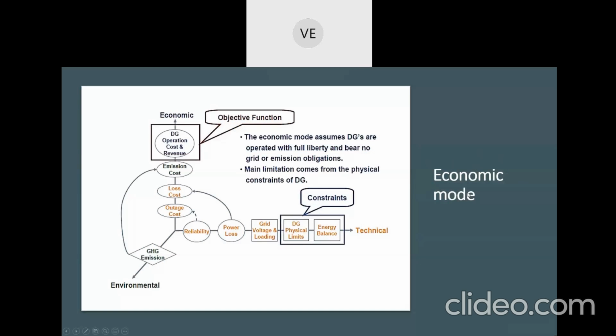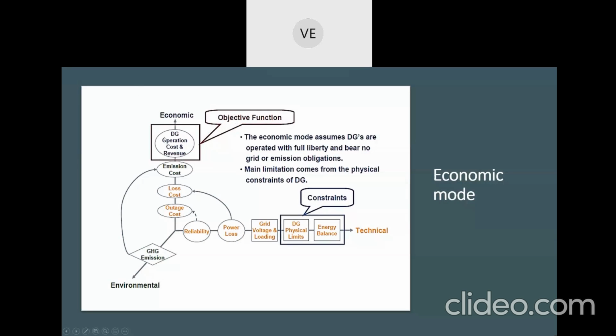You see here, this is economic mode. If the microgrid is working in economic mode, the system operator gives more preference to economics. That means the objective function is basically DG operation cost and revenue. Suppose the revenue that he gets from the operation minus the expense for the DG operation gives his profit, right? Whose profit? Utility's profit, or distribution system operator's profit, or aggregator's profit.